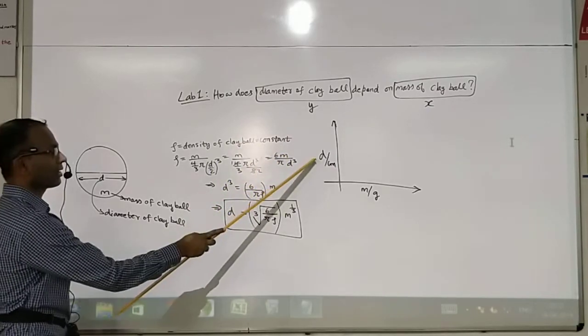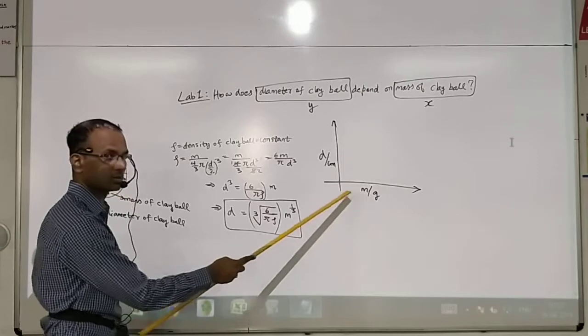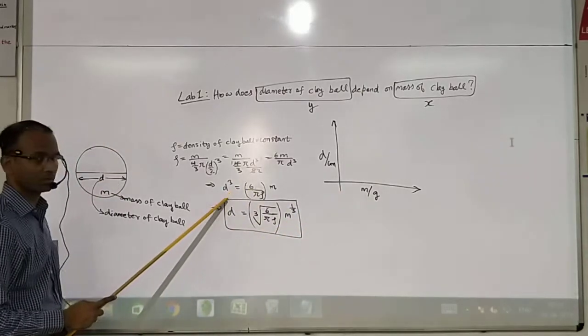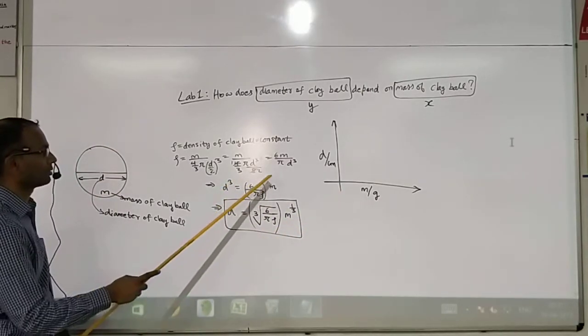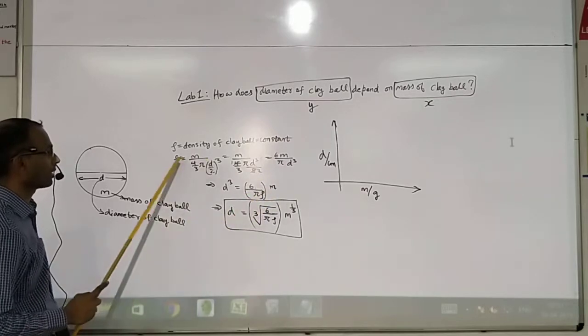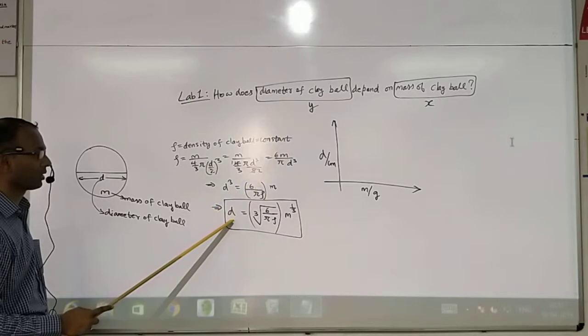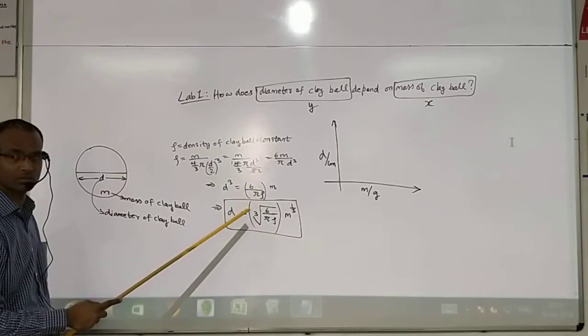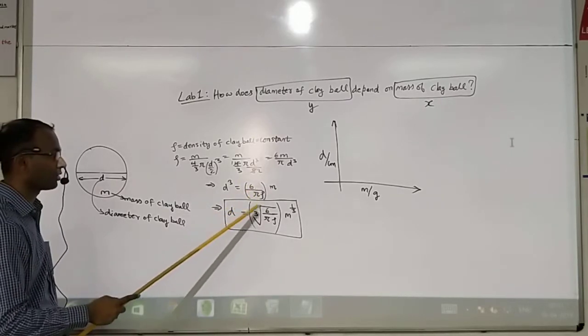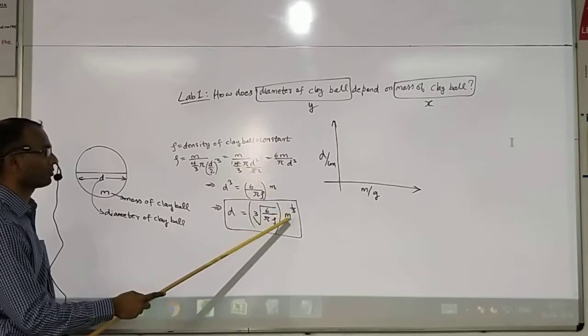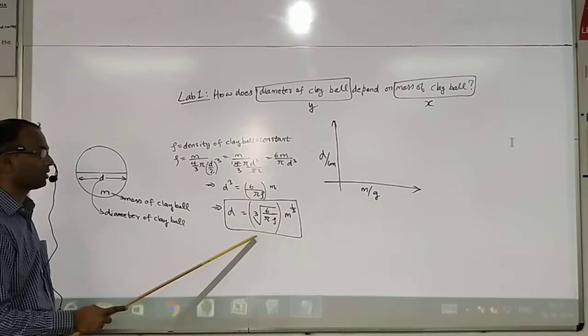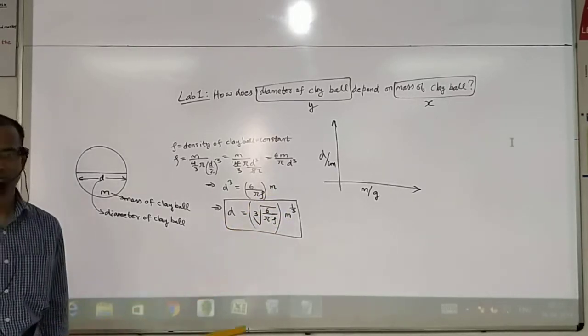Since I want to find diameter as a function of mass, I made diameter the subject. So d cube is 6m by pi rho. So finally diameter you will get by taking the cube root on both sides. So cube root of this constant term and cube root of mass. So this is the relationship we get from physics.